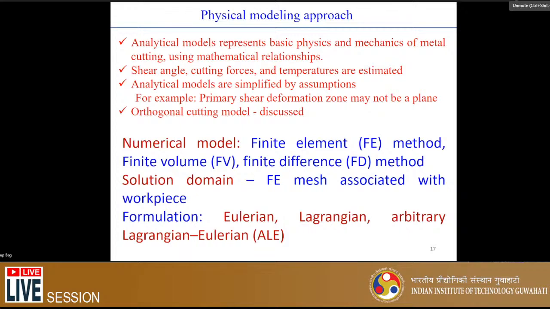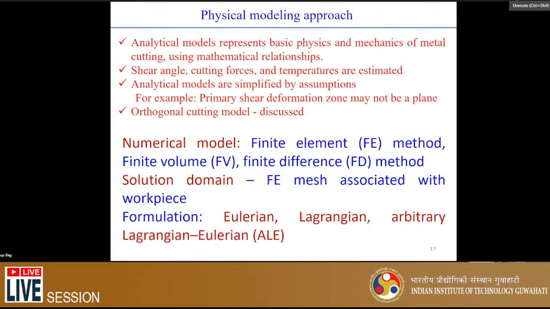Okay, so this is the other part of this. Maybe you find some difficulty understanding this physical modeling approach. Definitely, in this particular module we have tried to look into the different analytical models, the basics of the physics and the mechanics of metal cutting, and the different mathematical representations in an analytical way. But at the same time, it is also important to look into the other numerical models, because analytical models involve a lot of assumptions. So far you have gone through the conventional machining process.